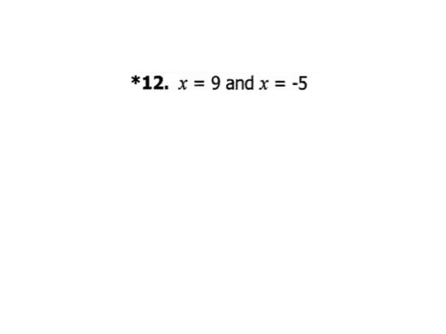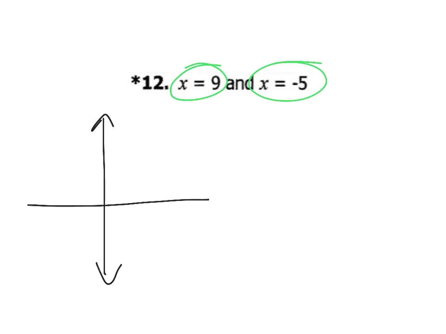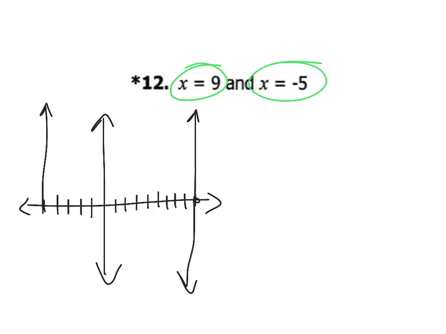All right, and number 12, you have x equals 9 and x equals negative 5. So if we were to imagine this on a graph, we would look at our x-axis and we would say x equals 9, so we would go 1, 2, 3, 4, 5, 6, 7, 8, 9, and we would draw a vertical line here. That would be x equals 9. And then x equals negative 5, 1, 2, 3, 4, 5 this way, and a vertical line there.